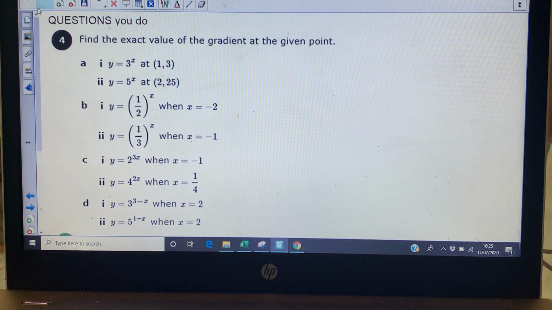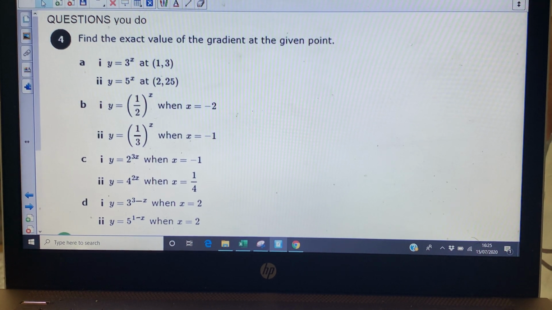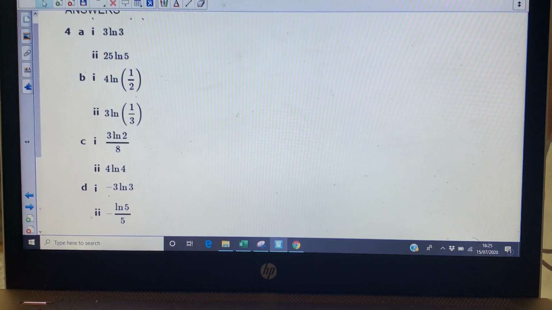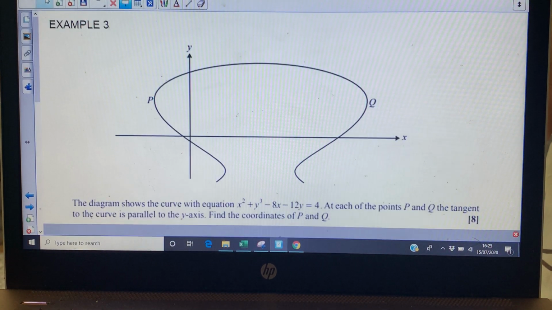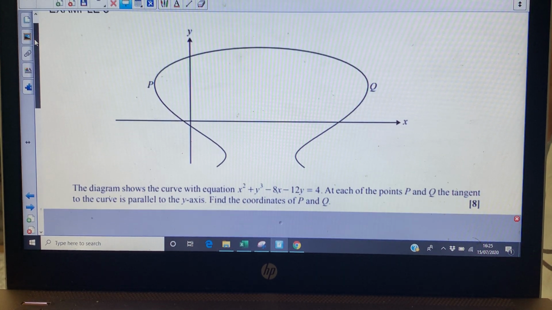If you'd like to pause the video, have a go at differentiating these. Here are your solutions. And now we've got an exam question. So this is an 8-mark exam question.